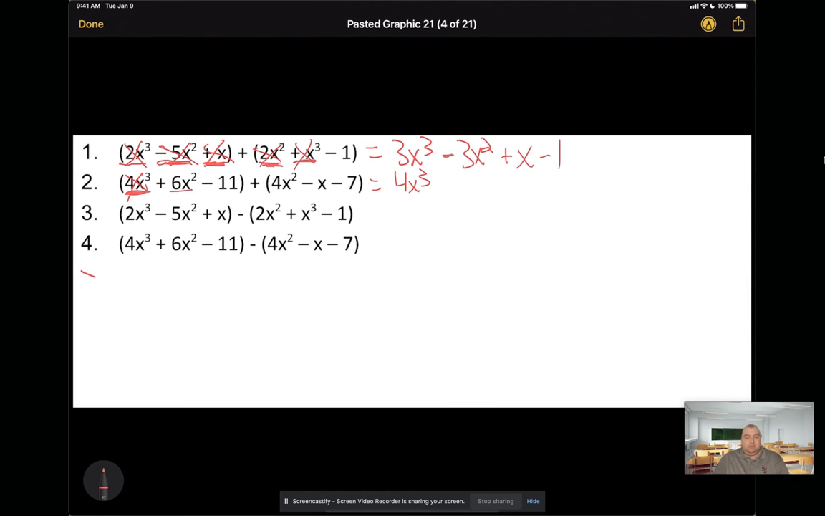So x squared. I have 6x squared, and I have 4x squared. 6x squared and 4x squared combines to 10x squared. So I did my x squared terms.